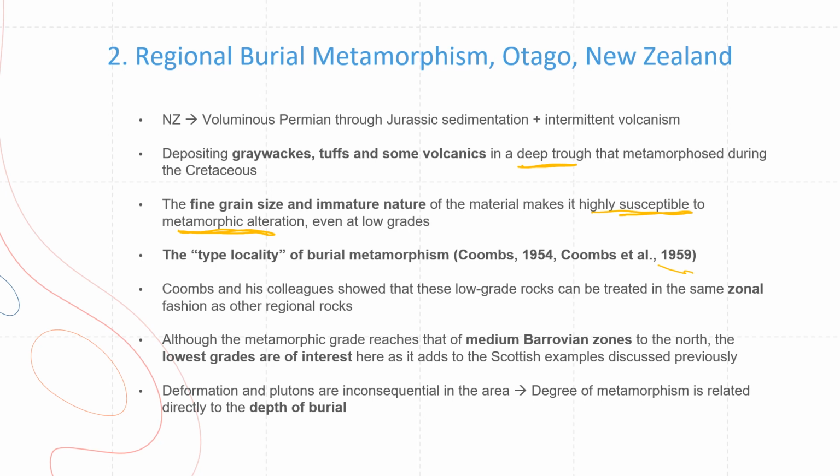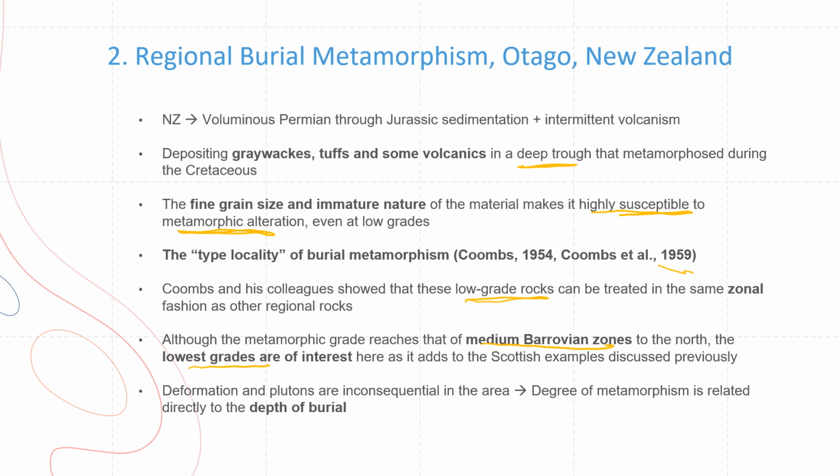So Coombs and his colleagues showed that these low-grade rocks can be treated in the same zonal fashion as other regional rocks. So although the metamorphic grade reaches that of a medium Barrovian zone to the north, the lowest grades are of interest because it adds on to the Scottish examples that we discussed previously. So deformation and plutons are inconsequential in the area because basically the degree of metamorphism is directly related to the depth of the burial.